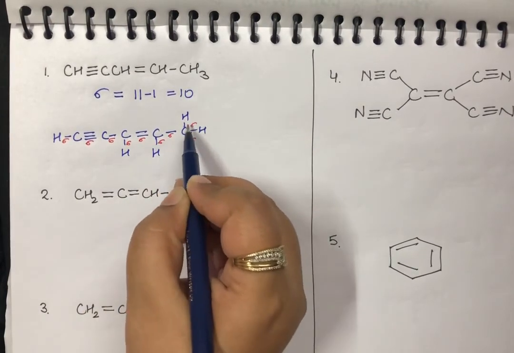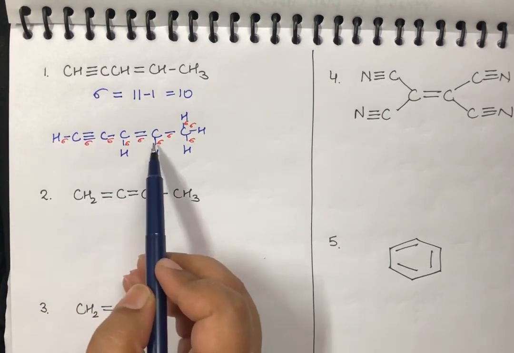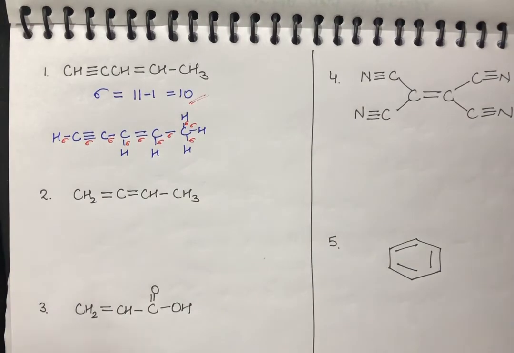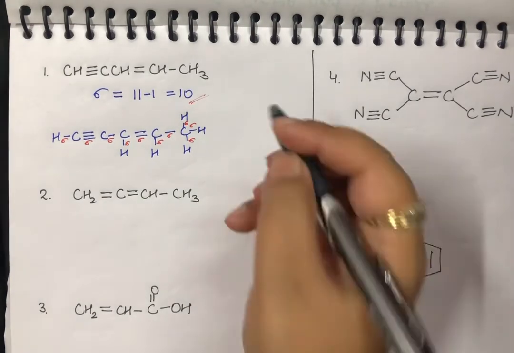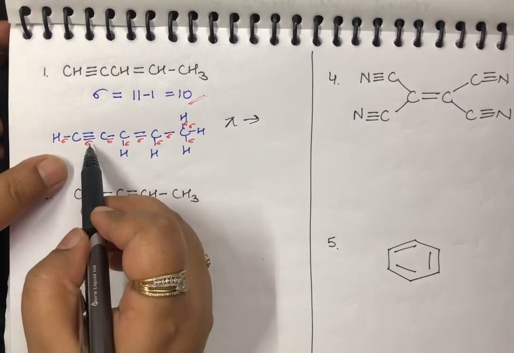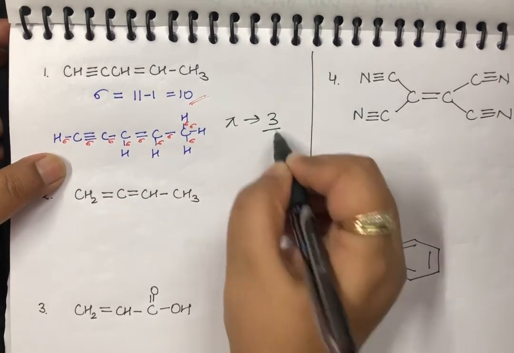So like this you can write or you can directly calculate. This is 1, 2, 3, 4, 5, 6, 7, 8, 9 and 10. And yes, that is the same number of sigma bonds that I calculated using my formula. Now if I have to calculate pi, if the first one was sigma, here are 2 pi here and 1 pi is here. So the pi bonds are 3 in this particular structure.